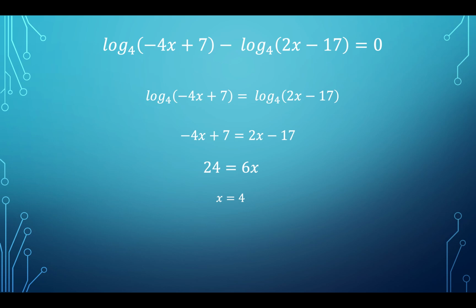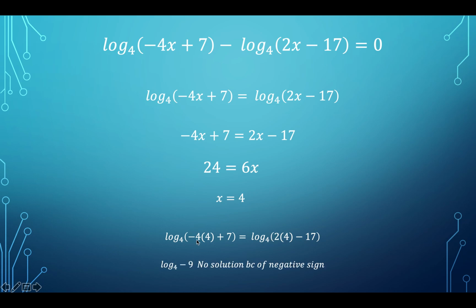But remember, for these, we have to check them. So I just go back in and plug in 4 wherever there's an x. So now I have log base 4 of negative 4 times 4 plus 7 is equal to log of 2 times 4 minus 17. So when I do this, negative 4 times 4 is negative 16 plus 7. Negative 16 plus 7 gives me negative 9. Whoa, I stopped there. Why am I stopping?